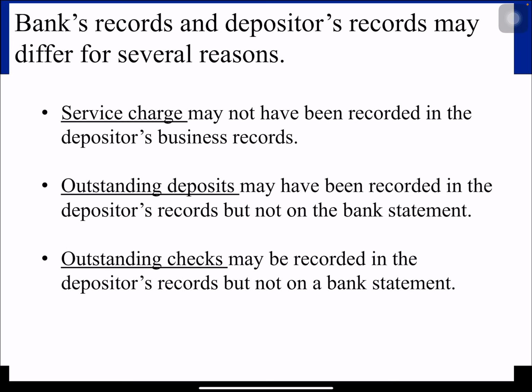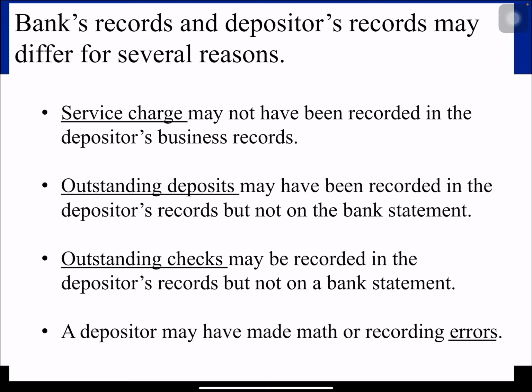You may also have outstanding checks. Those are the checks that you have written but have not been paid by the bank yet. And so these are some reasons why your bank records and your checkbook record might have a different number. Another thing is a depositor may have made a math error when they're recording or forgot to record a check.